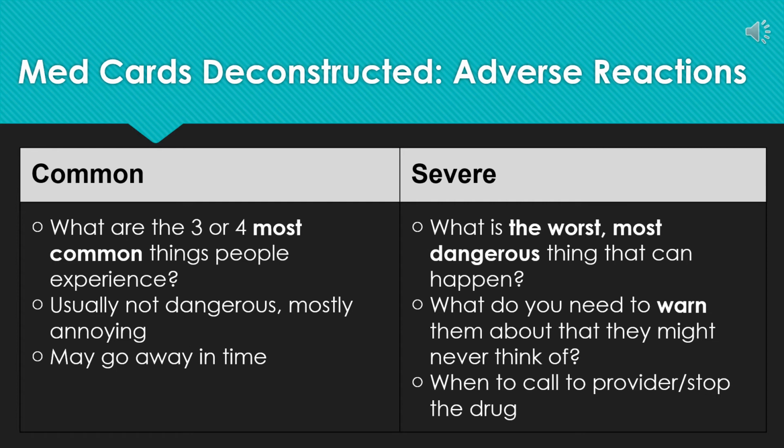Severe. So this is really important. What is the worst, most dangerous thing that can happen if you take this drug? Usually an allergy is one of them. But again, you can have a severe allergic reaction to any medication, so look for other things. What do you need to warn them about that they might never think of?